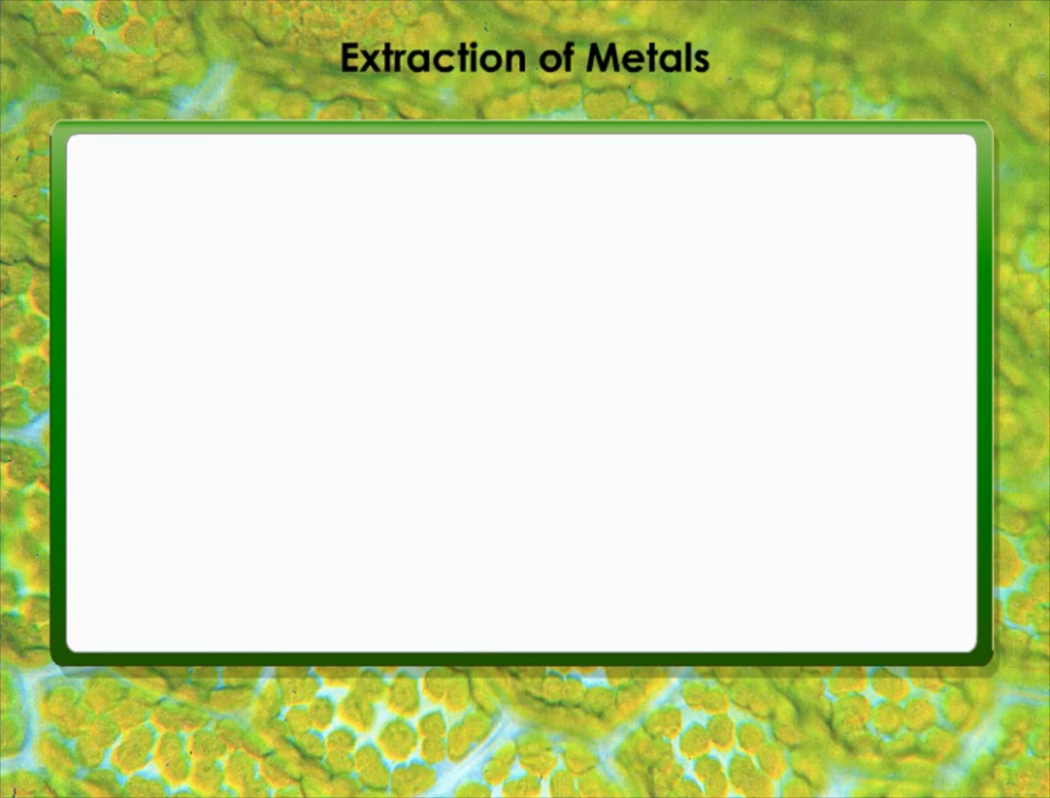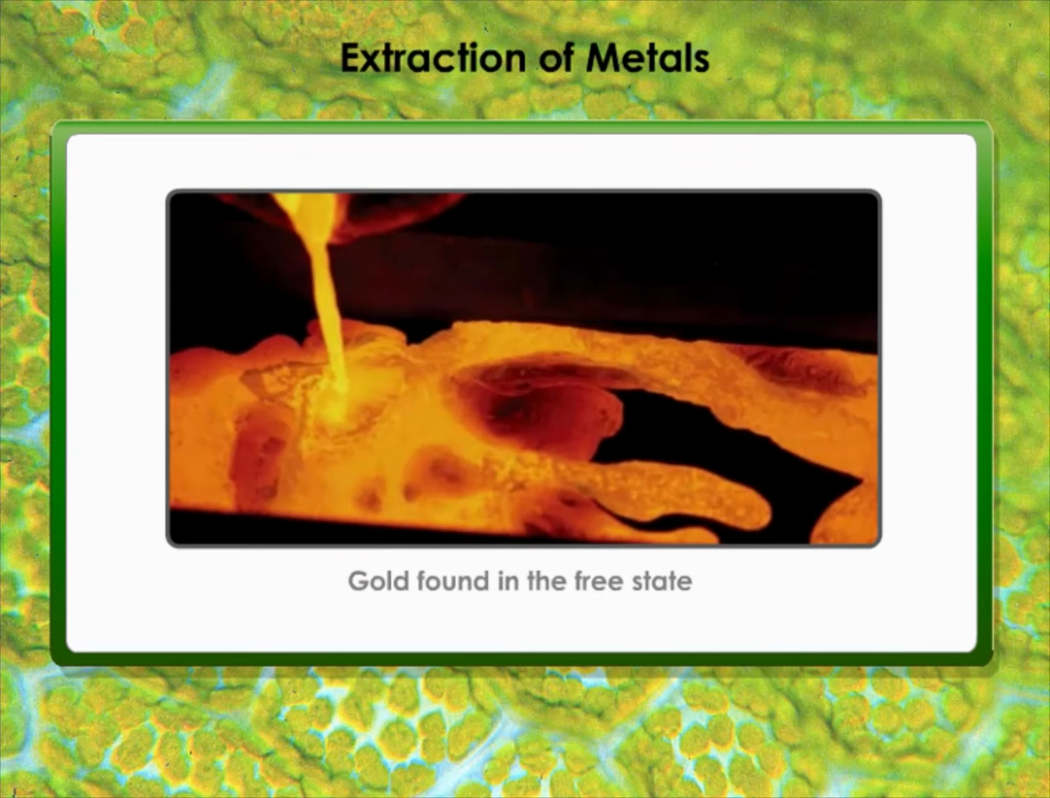Let's know about the extraction of metals. Some metals are found on the Earth's crust in a free state. Some are found in the form of their compounds. The metals in the bottom of the activity series are the least reactive. They are often found in a free state. For example, gold, silver, platinum, and copper are found in free state. Copper and silver are also found in combined state as their sulfide or oxide ores.